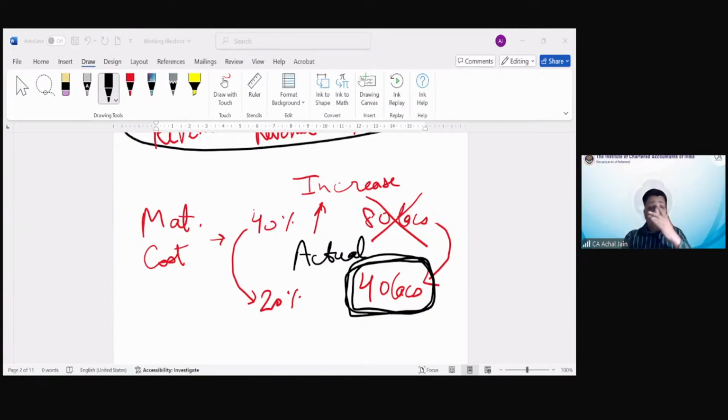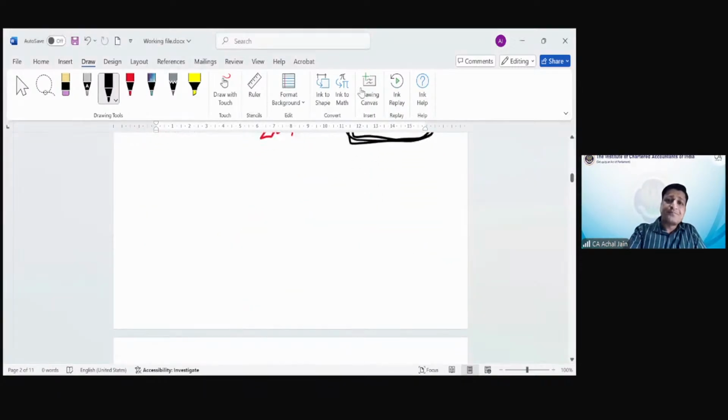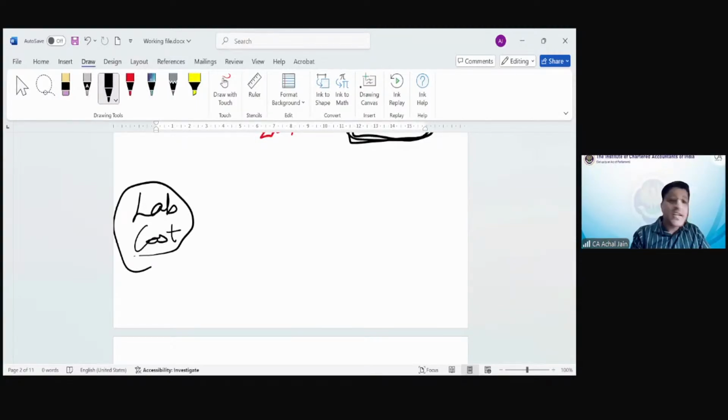Sure, no worries. So if you look at the labor cost, what was the percentage agreed? 30% was agreed. What is the actual percentage? 25%. So a 25% increase is there. Is that within the range? Yes. So that is what will be allowed.